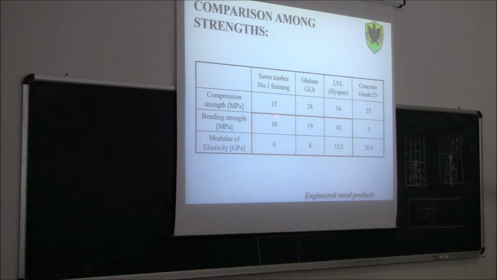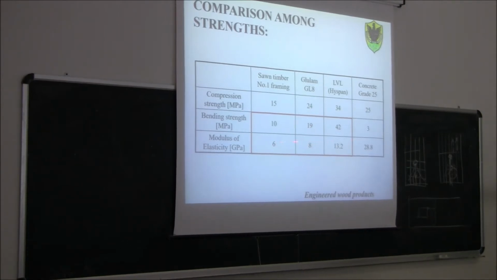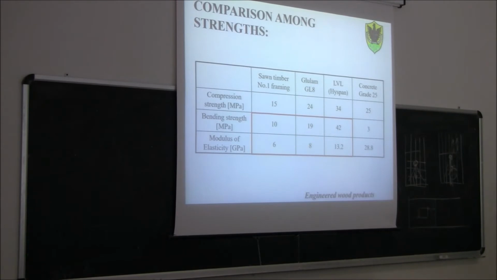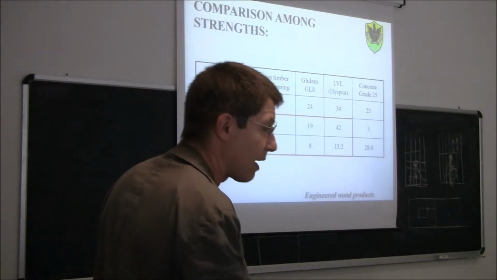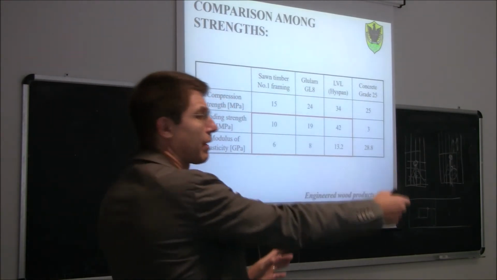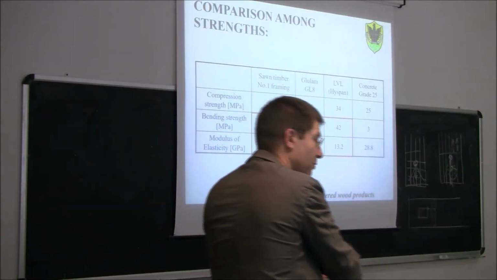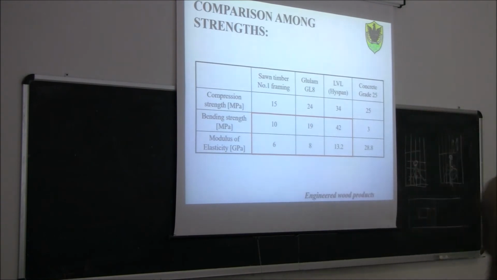Also here you see, starting from a base material of, let's say, 10 megapascal, once you laminate into Euler, the 10 becomes 20 and the 20 becomes 40. Modulus of elasticity goes from 6 to 8, from 8 to 13. So as you can see, roughly speaking, to go from solid timber to Euler, we can double up the strength, and from Euler to LVL, another doubling up. So at the end, from solid timber to LVL, you have 4 times the strength.